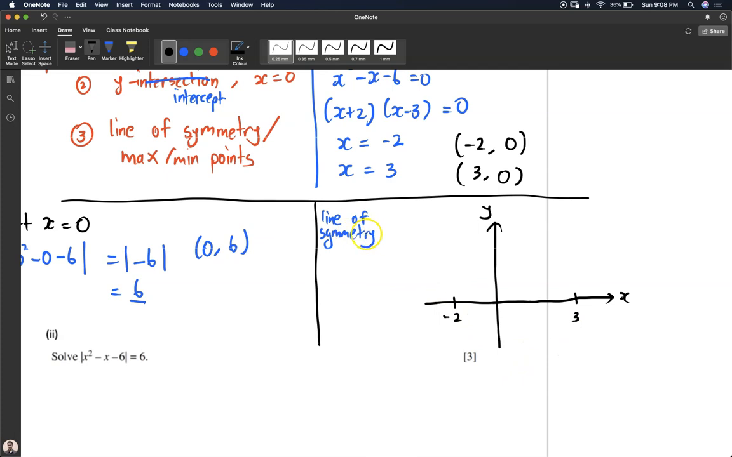A line of symmetry is supposed to be a vertical line in between the x-intercepts, so here and here. How do we find the middle line? You take negative 2 plus 3, and you divide it by 2. So in our case, we are going to end up with 0.5. Therefore, the middle line, or the line of symmetry that cuts them into half, is somewhere here. It's not extremely accurate, but yeah.